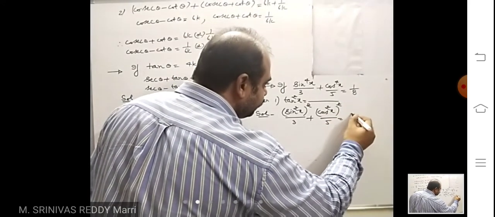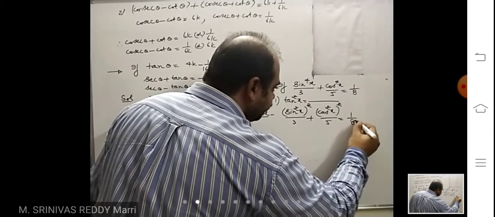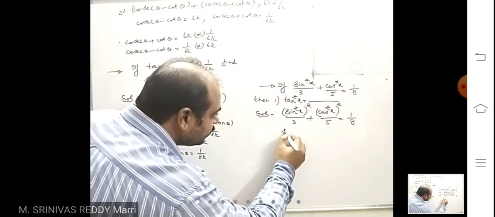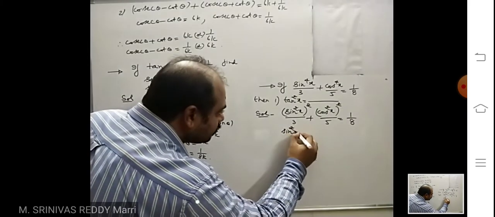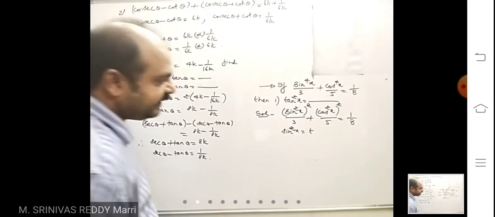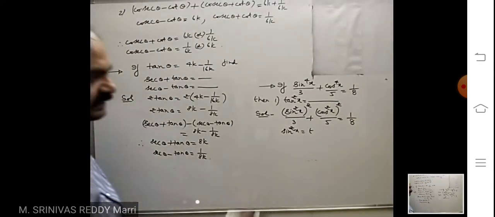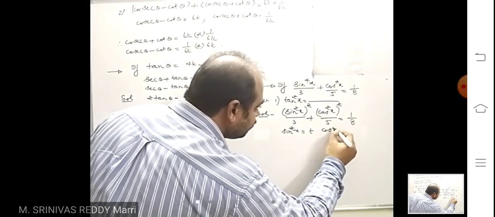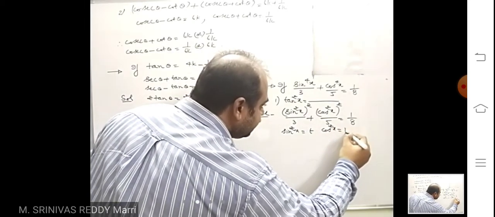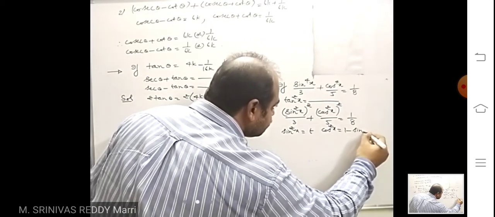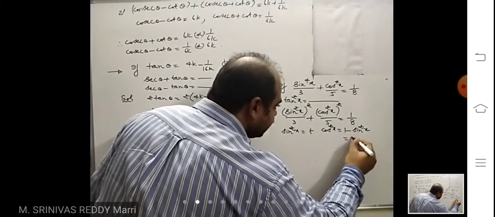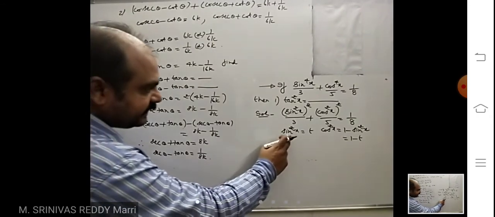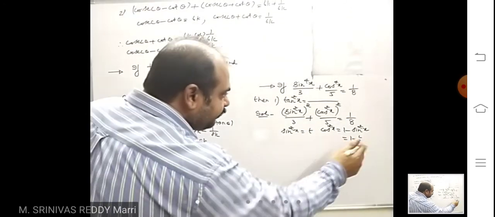divided by 5 equal to 1 divided by 8. Right? So now what I am doing is I am taking sine square x equal to t. Now this is t. Cos square x is what? By using the identity, 1 minus sine square x. That is nothing but 1 minus t, because I have taken this as t. So this will be 1 minus t.